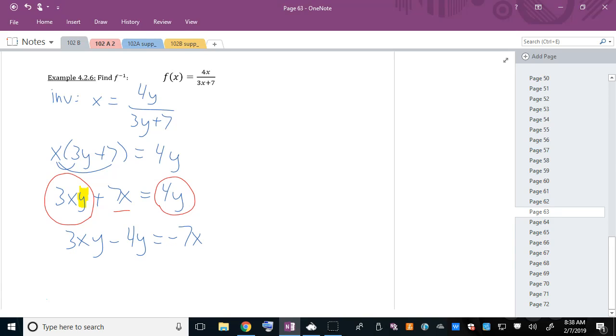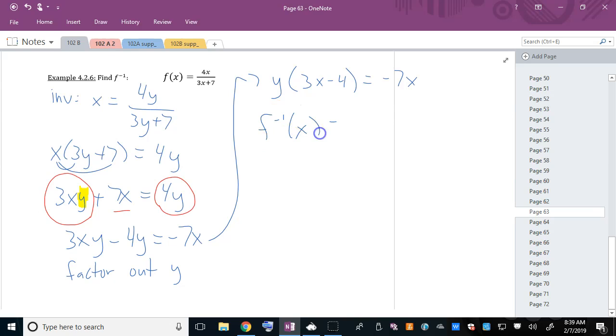Now, looking at the left-hand side, I can't combine those terms. They're not like terms. But since they both have a y in it, I can factor out that y. So I'm going to rewrite it as y times 3x minus 4. And then I divide by that term in parentheses. So my inverse function is negative 7x over 3x minus 4.